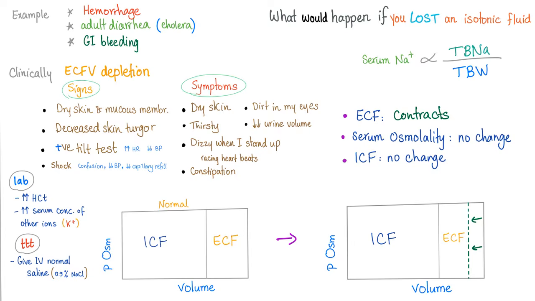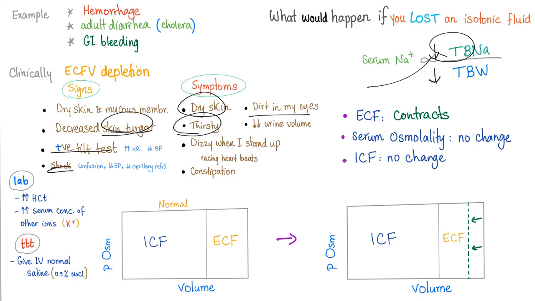Dry skin and mucous membrane? Sure, you lost an equal amount of sodium and water. How about decreased skin turgor? If total body sodium is decreased, skin turgor is decreased. Positive tilt test, yes, orthostatic hypotension. If severe enough, you can have signs of shock. Symptoms: if the patient is thirsty, yeah, we are losing fluid. Extracellular fluid volume depletion is a stimulant for thirst sensation.